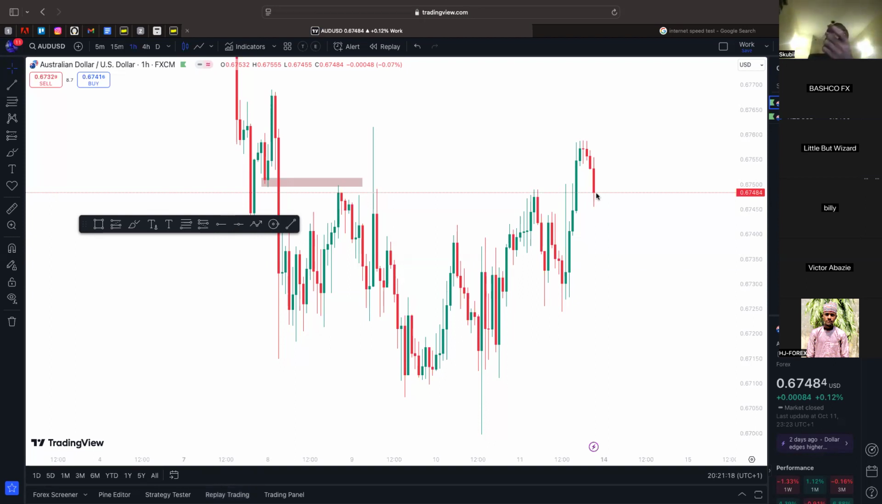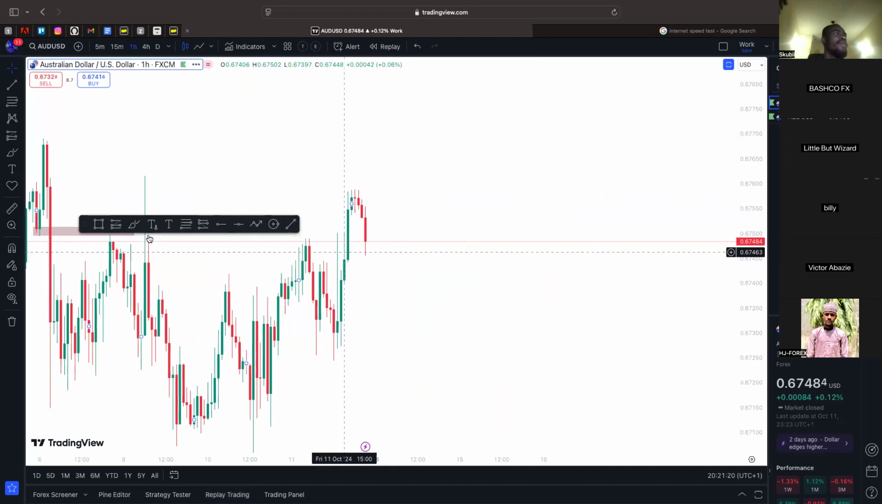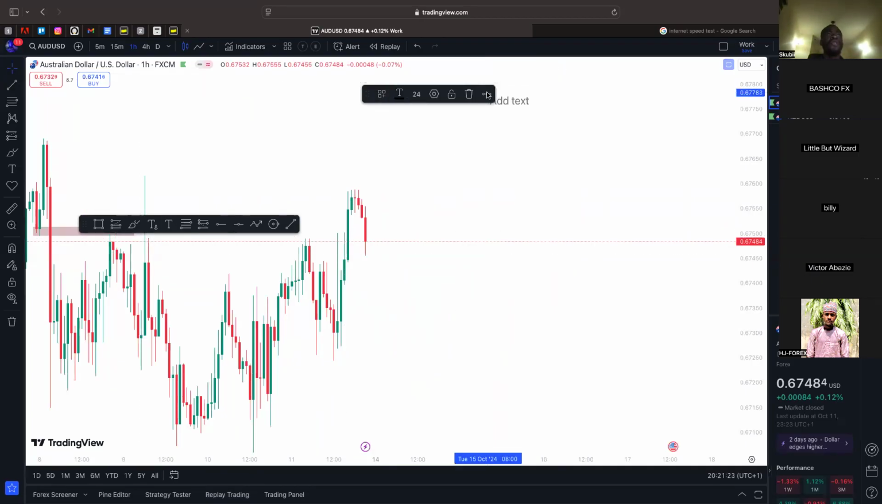Then the second one, let me be writing them down so that we can know. So the first one is a stop loss. The second thing I want us to pay attention to is what a risk to reward is. Now, a risk to reward ratio, some people just call it risk reward. A risk reward ratio is more or less your stop loss compared to your take profit.